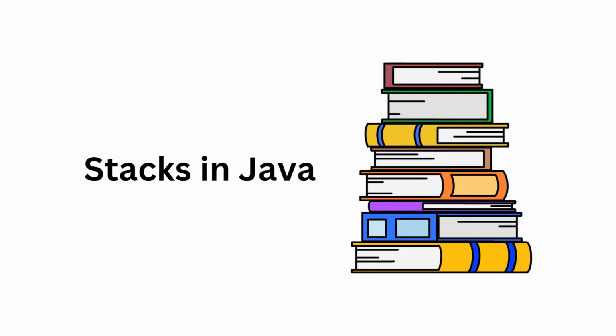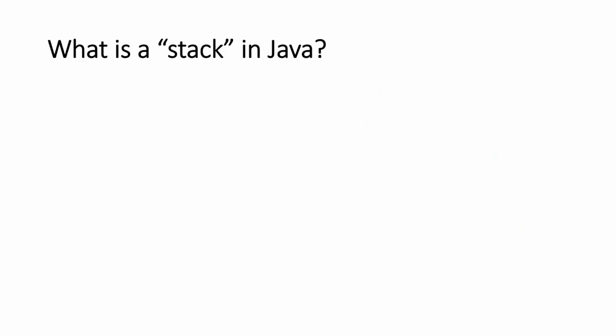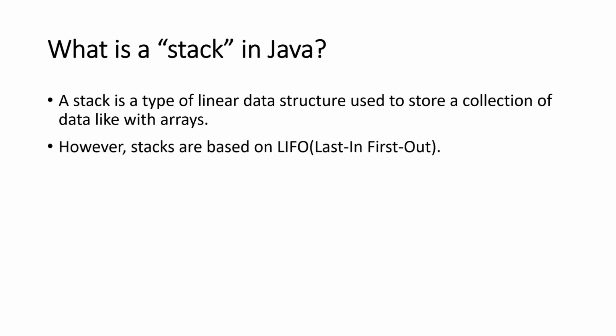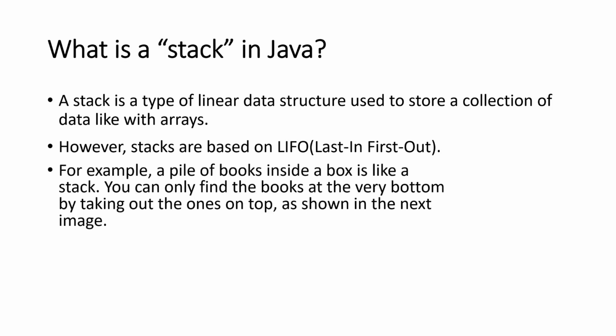In this video we are going to discuss stacks in Java. Now first of all, what is a stack in Java? A stack is a type of linear data structure used to store a collection of data, like with arrays. However, stacks are based on LIFO, last in first out. For example, a pile of books inside a box is like a stack. You can only find the books at the very bottom by taking out the ones on top, as shown in the next image.